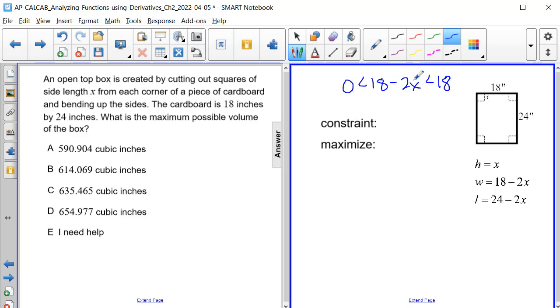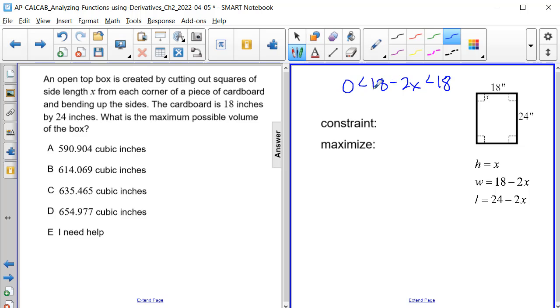Because if the x value is 0, we would be at 18. Well, it can't be that. You still have to cut something out. That's why it's less than. But it also has to be greater than 0 because you cannot have a 0 or a negative side length.